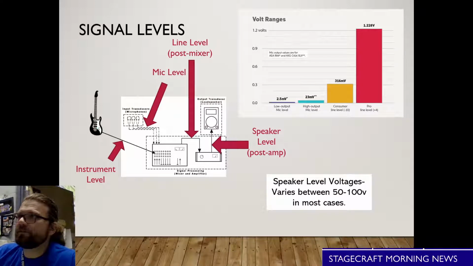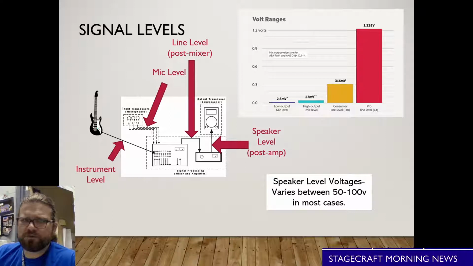So let's talk a little bit about signal levels. The lowest signal levels come from mics and instruments. Again, you've got a microphone and an instrument that will take that mechanical energy and convert it into an actual electrical signal. But you can see on the chart on the right, we're talking very minor voltages until you get into the mixer.